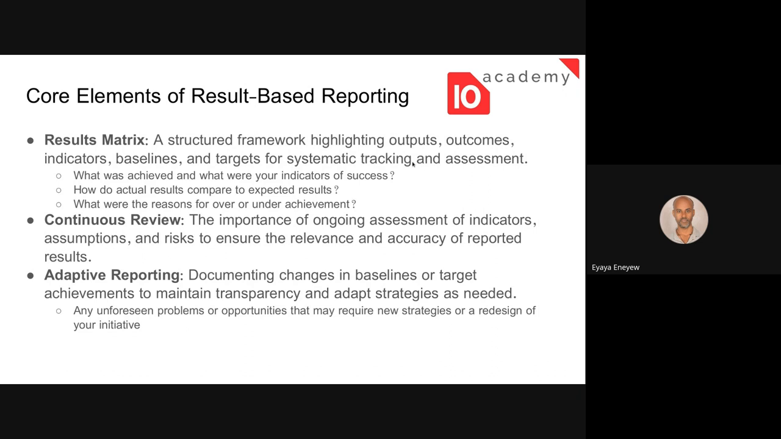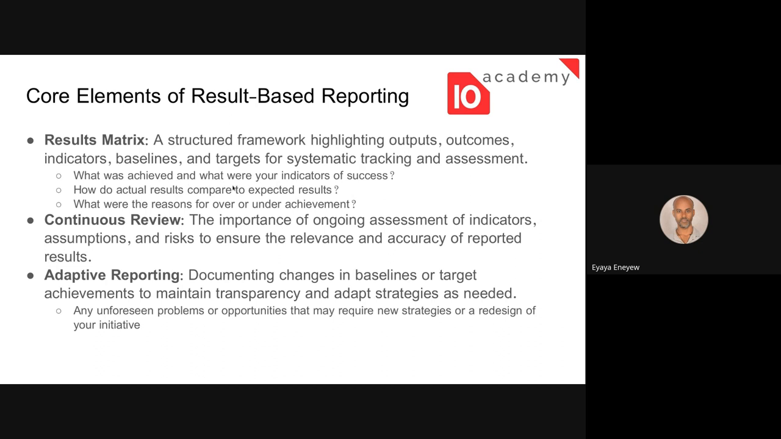That means it has to be specific and measurable. For measuring a given goal, we need to put a result matrix. That would be the structure framework highlighting outputs, outcomes, indicators, baselines, and targets for systematic tracking and assessment. It means we have to present our metrics so that we compare the targets and the baselines for each indicator. How do our actual results compare to the expected results? We need to compare these two.